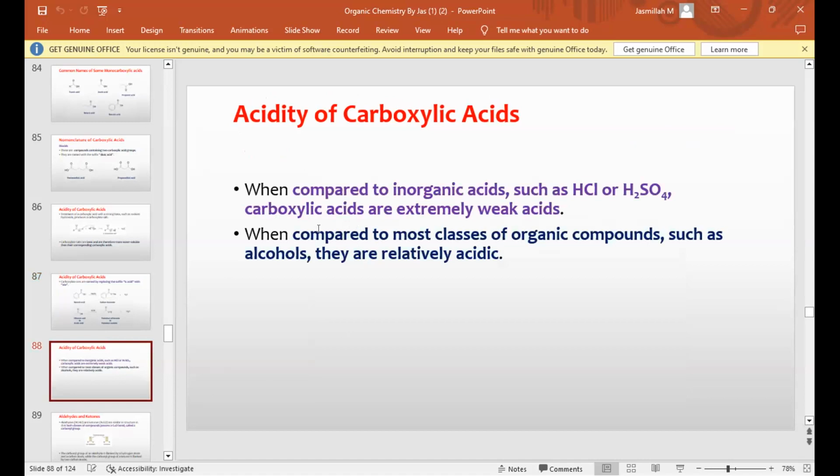When we compare the carboxylic acids to the inorganic acids like hydrochloric acid and sulfuric acid, we see that carboxylic acids are extremely weak acids. When compared to most classes of organic compounds such as alcohols, they are relatively acidic. In comparison to the inorganic acids, they are weak, but once we compare them to these other organic compounds such as alcohols, they are more acidic. So carboxylic acids are more acidic than alcohols.